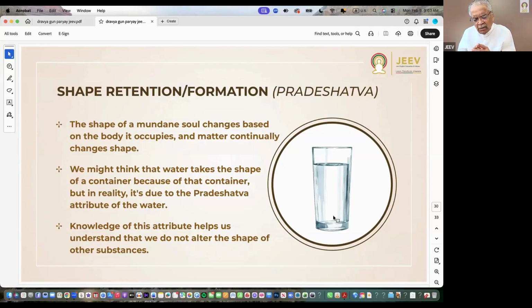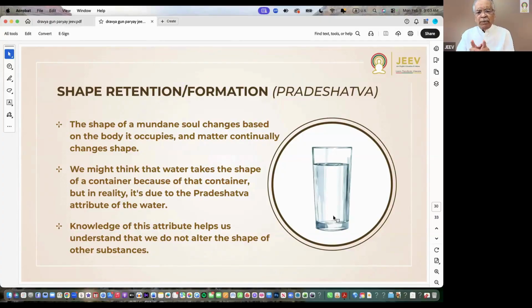But when the soul gets liberated, there are two ways it is described. One, it is shapeless, meaning they have no shape. Or the other one says it retains the shape of the last physical human body, whether sitting posture or standing posture. In that way, Siddha Bhagwan is represented in the Siddhashila.